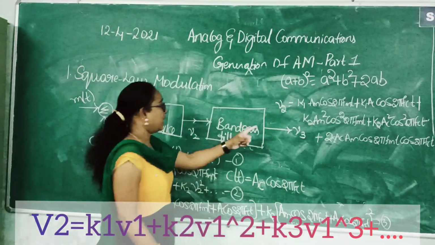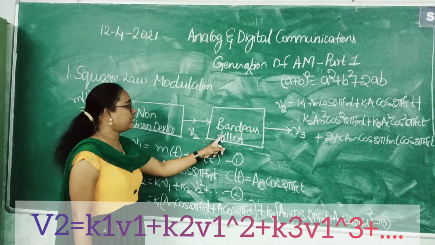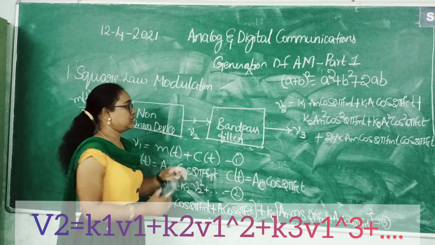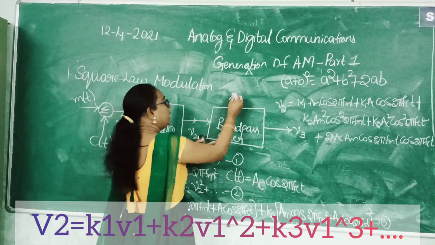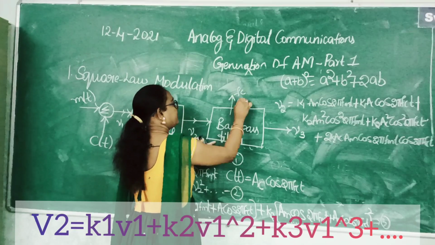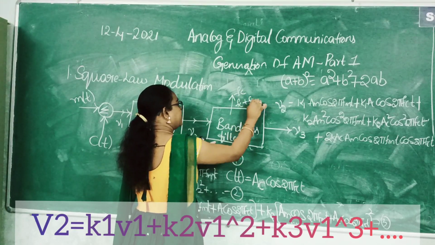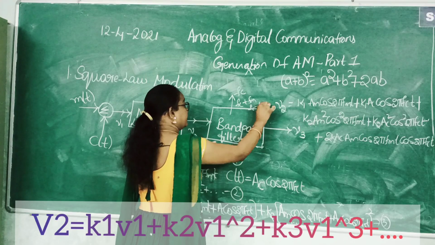After that, this V2 equation is forwarded to the band pass filter. This band pass filter is designed in such a manner that it is going to allow the frequencies FC, FC plus FM, and FC minus FM.